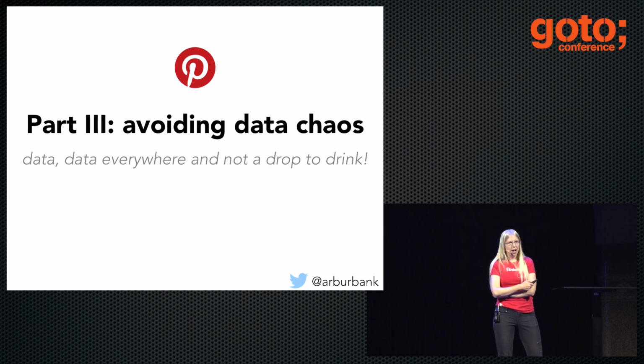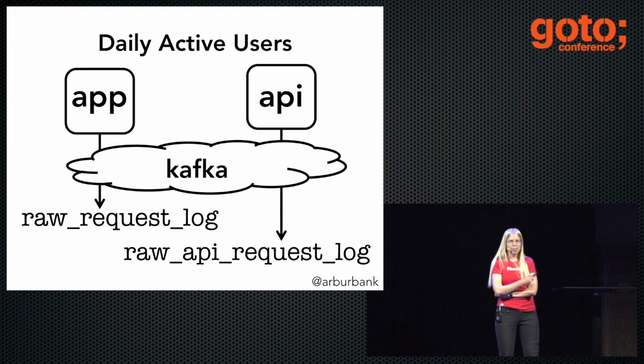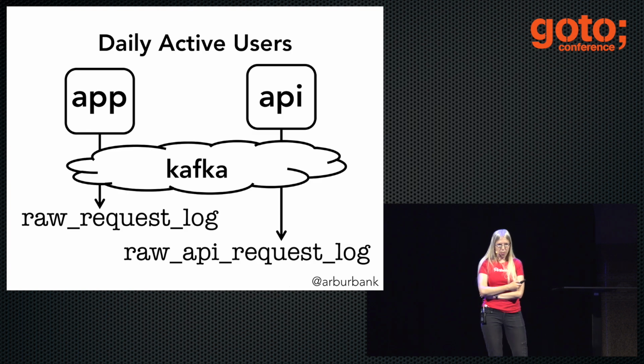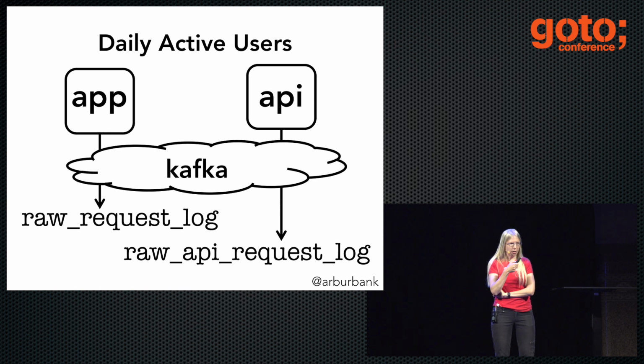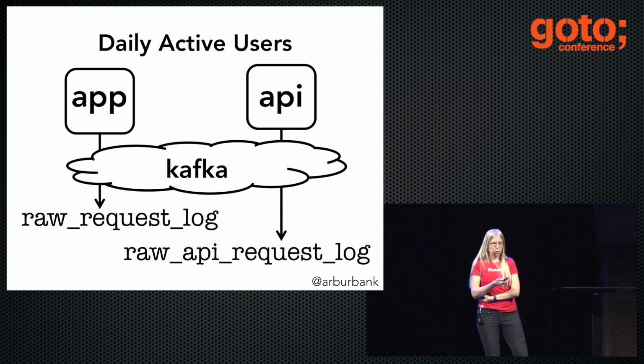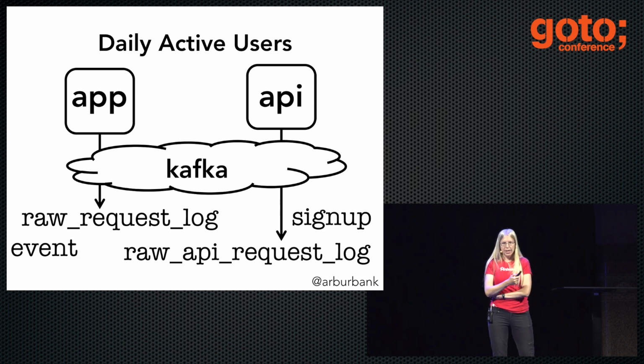Part 3, avoiding data chaos. So we talked about how the app and the API now write through Kafka, the raw request log and the raw API request log. So we have a log of every HTTP request coming in. It's going great. In addition to that, of course, now that we have this capability, we say, well, let's write down some more stuff. Maybe every time someone signs up, we'll say what method they chose to sign up. Was it Facebook or Twitter? What IP were they coming from at sign up?